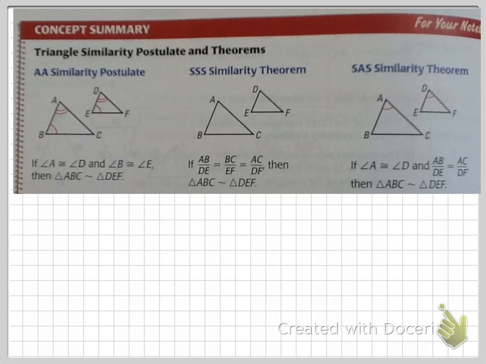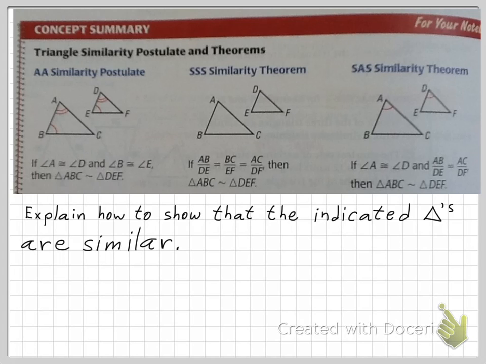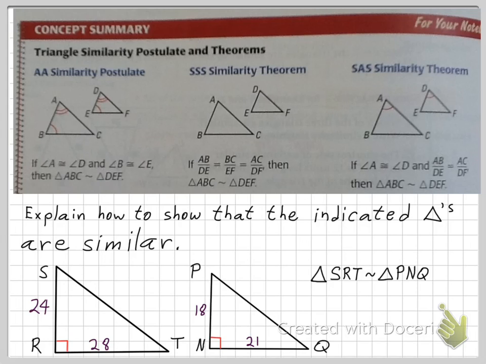So we have 2 more problems, and they both have the same set of instructions, which is to explain how to show that the indicated triangles are similar. So we have these 2 triangles, and it is our job to show that triangle SRT is similar to triangle PNQ. So remember, like I said, we've covered quite a bit in the past in other chapters, and even continuing with this chapter. We need to show that these two triangles are similar. And remember, the order in which you travel around the figure and also the order in which you travel around the letters is crucial. So SR are the first two letters, and PN are the first two letters in this triangle.